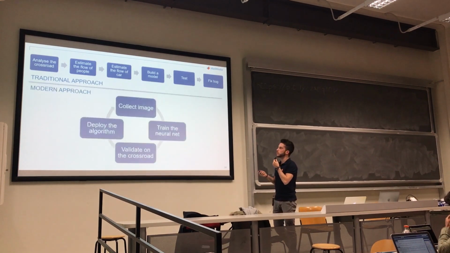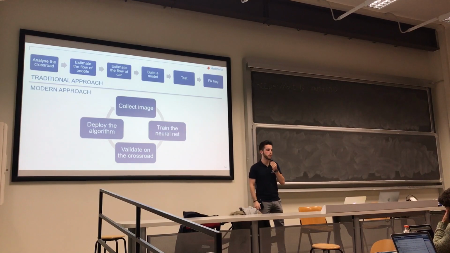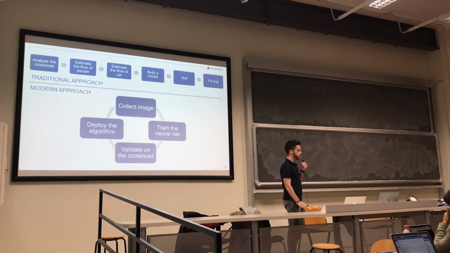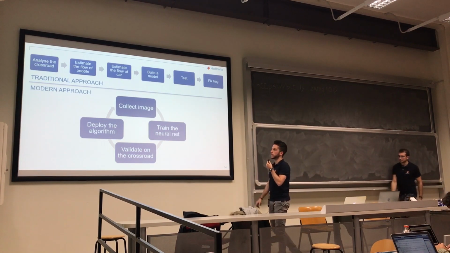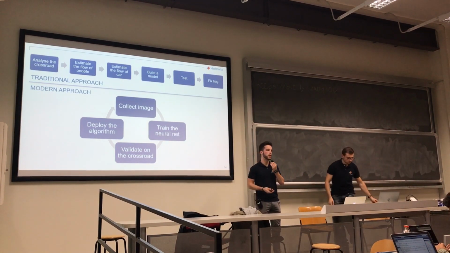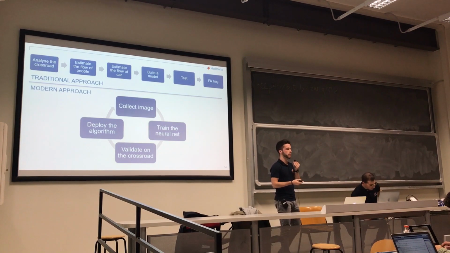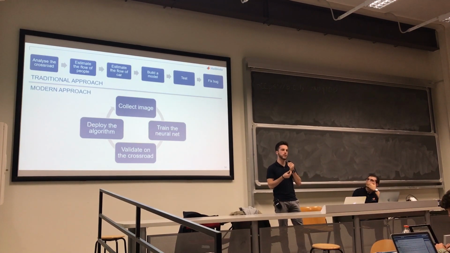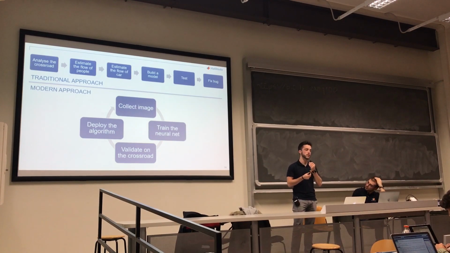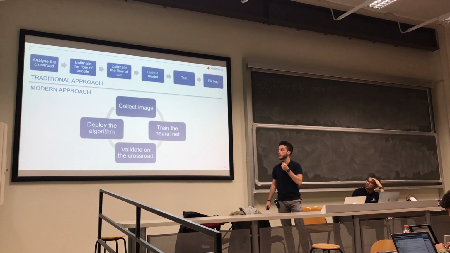So our new, modern approach wants to solve this problem in an iterative way. First of all, we will collect images of our crossroad, because it's better to have images that represent the actual situation.